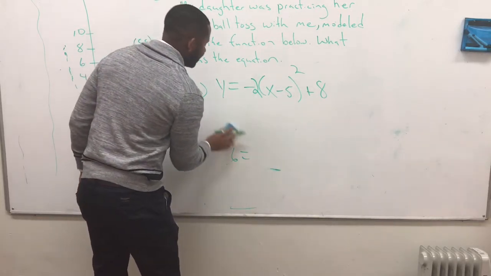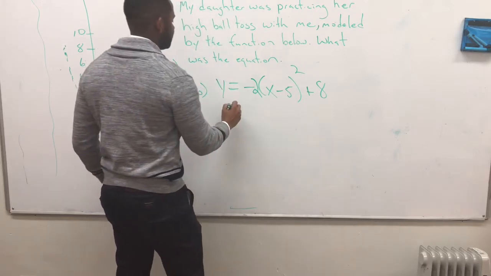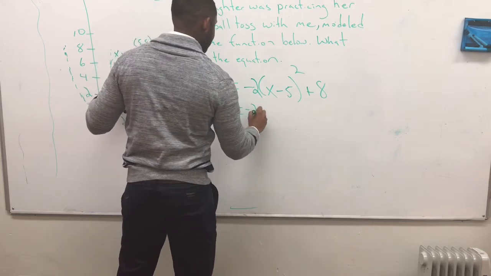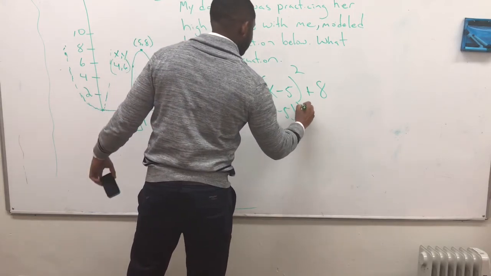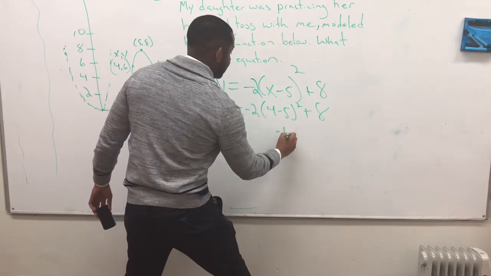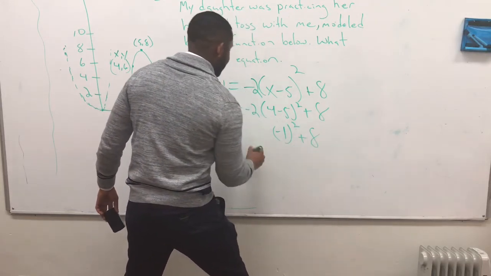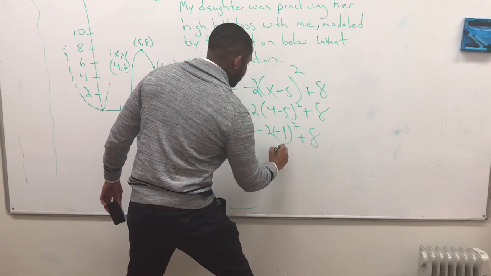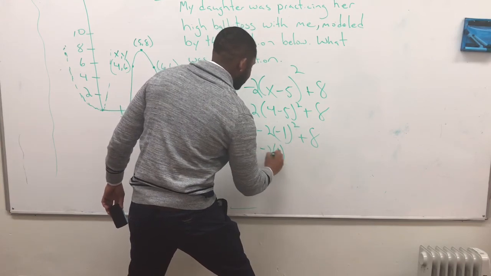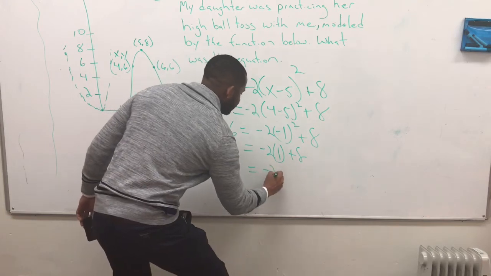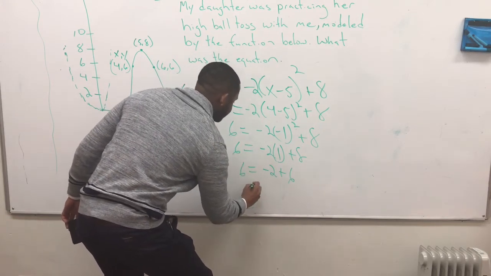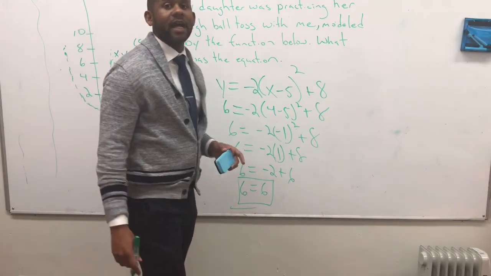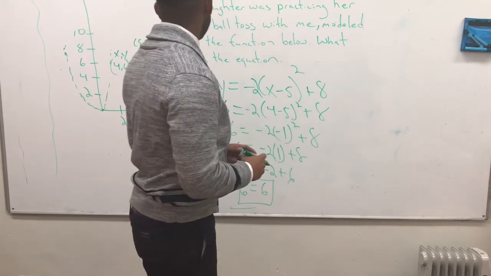So now, let's see what happens if we use that stretch. Again, I'm going to use (4, 6). So y is 6, x is 4. And I see that this is still that negative 1 squared because none of that will change. But now we have that stretch of 2. Negative 1 squared is 1 times negative 2 plus 8. Negative 2 plus 8, look at that, happens to equal 6. So this thing got stretched by a factor of 2.